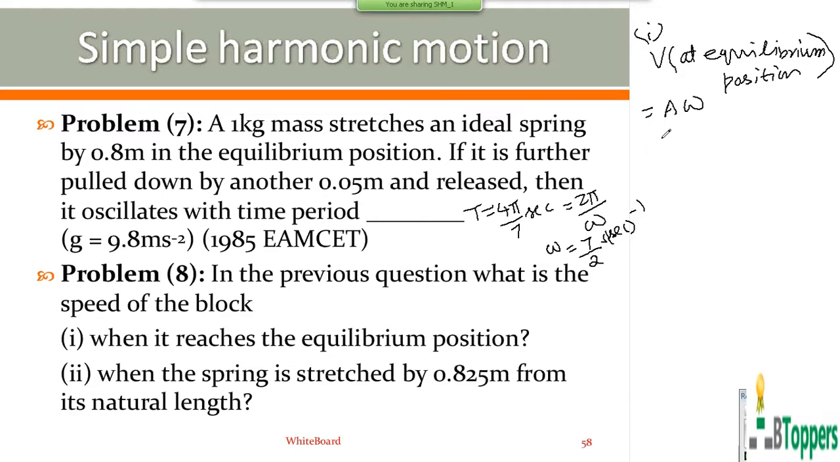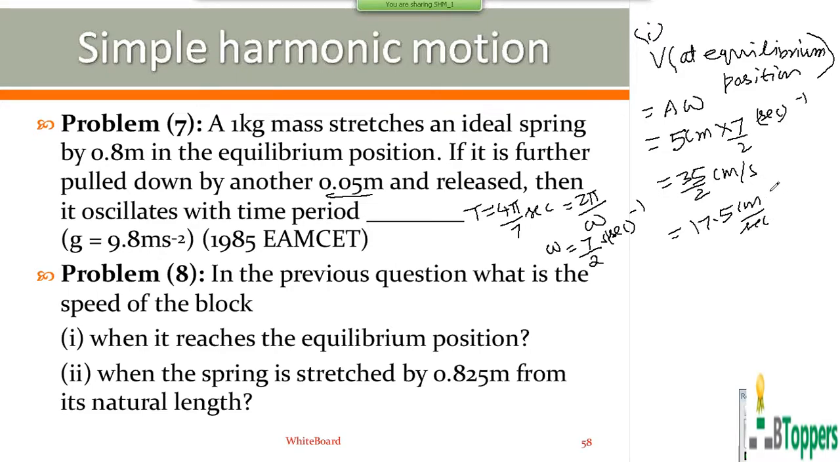So the maximum velocity during the oscillations at the mean position is equal to A into omega. The amplitude of oscillations is 5 centimeters or 0.05 meters. Omega is 7 by 2 per second. The magnitude of velocity at the equilibrium position will be 35 by 2 centimeters per second, or you can write 17.5 centimeters per second, as the answer for the first part of problem 8, or 0.175 meters per second in SI units.